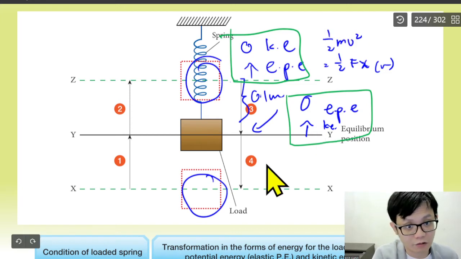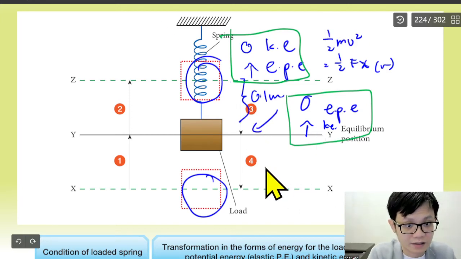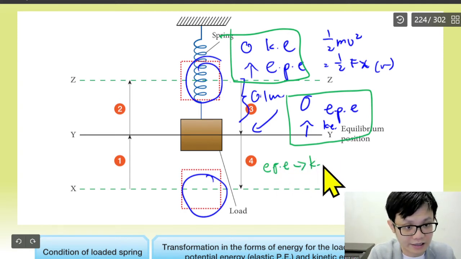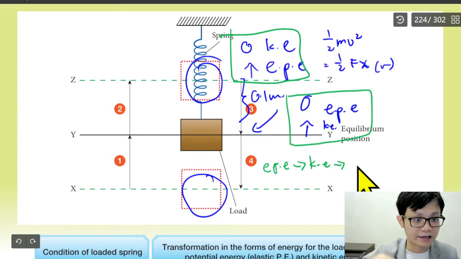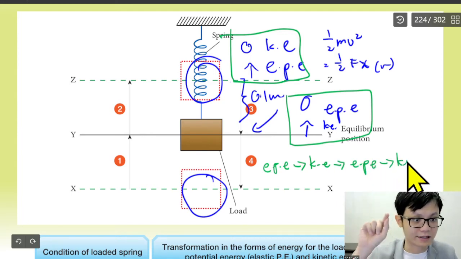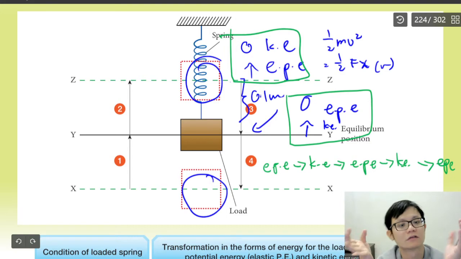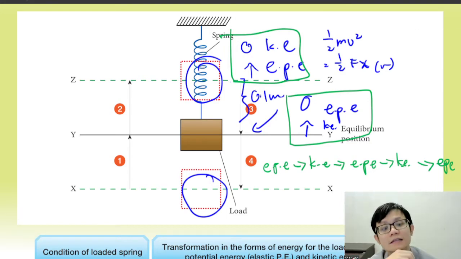So the whole process is the energy will change from elastic potential energy, change to kinetic energy, then it go down again, change to elastic potential energy, then it go up again, become kinetic energy, then it go again, elastic potential energy, and go and go until it is finished.